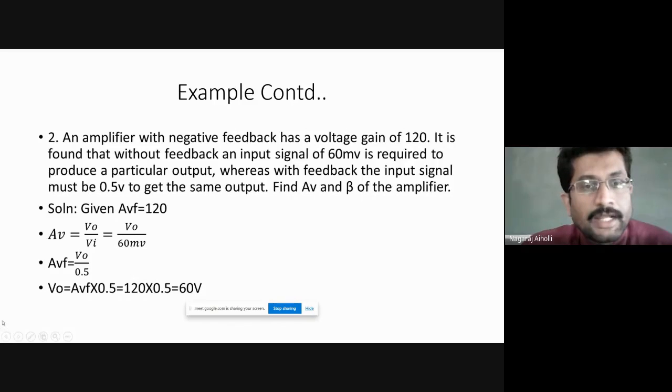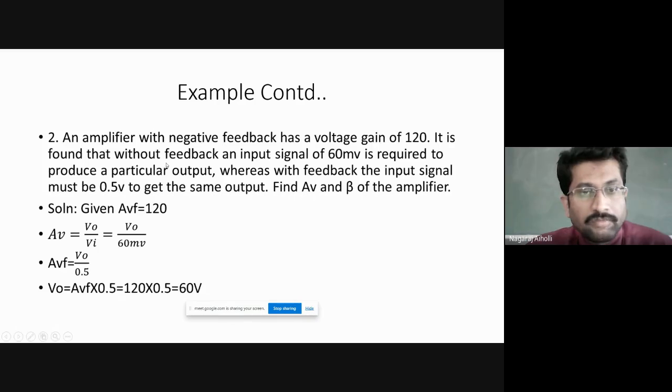Read the statement. An amplifier with negative feedback. It's a negative feedback amplifier. Has a voltage gain of 120. So they have given the voltage gain as 120 with feedback. An amplifier with negative feedback has a voltage gain of 120 means it is a gain with feedback. That is AVF equal to 120.